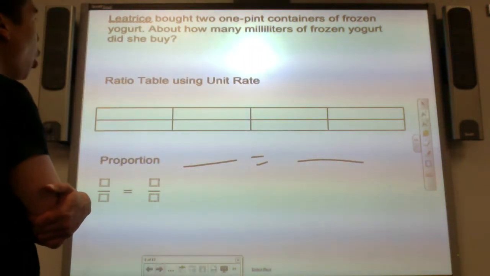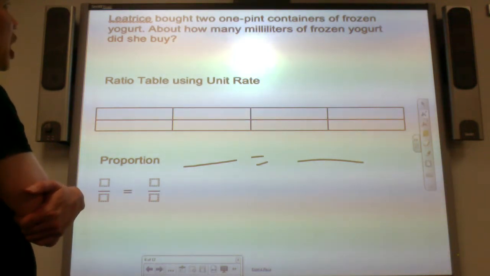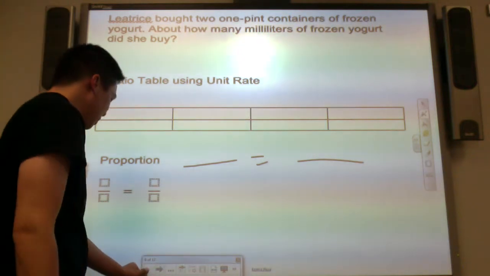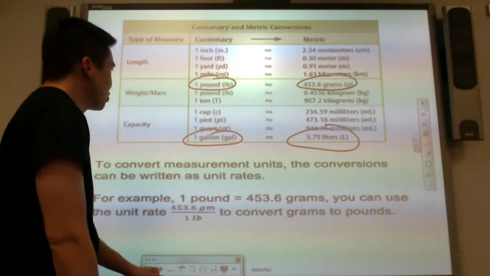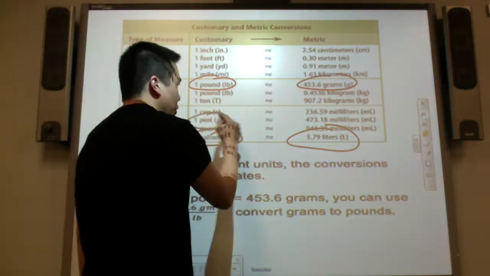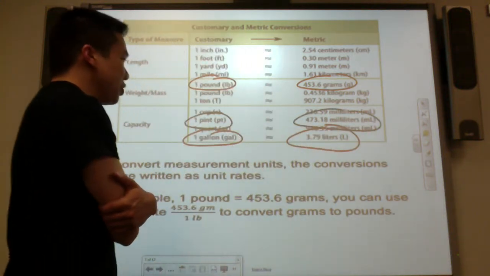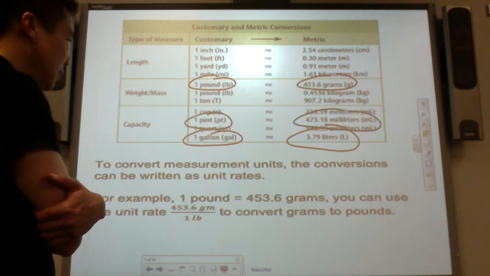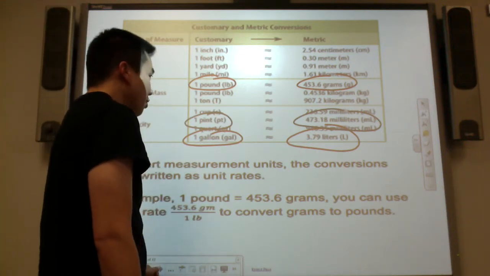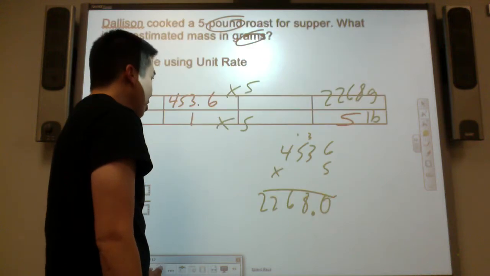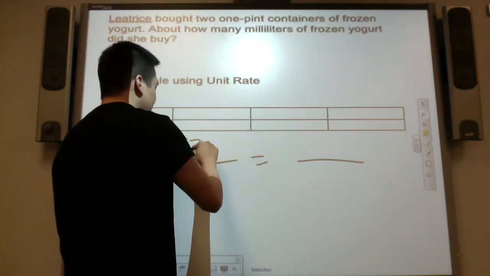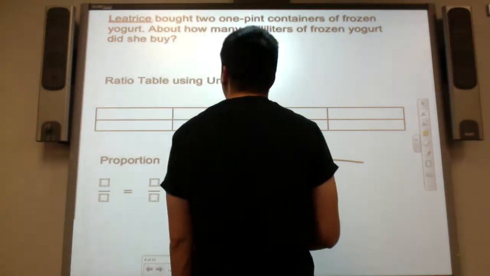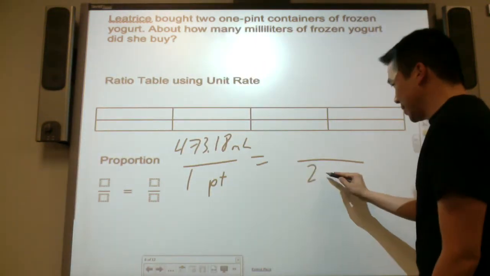Latrice bought 2 1-pint containers of frozen yogurt. About how many milliliters did she buy? So it's pints and milliliters. Here it is. There are 473 and 18 hundredths milliliters for every pint. Oh gosh, will I remember that in the next screen? 473 and 18 hundredths milliliters for every 1 pint. However, she bought 2 pints.